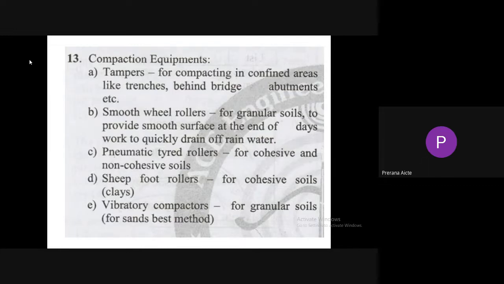Pneumatic tire rollers are used for cohesive as well as non-cohesive soils. So for all types of soils, we can go for pneumatic tire rollers. Sheep foot rollers are used only for cohesive soil, that is clays. Vibratory compactors are generally used for granular soils, that is for sands.